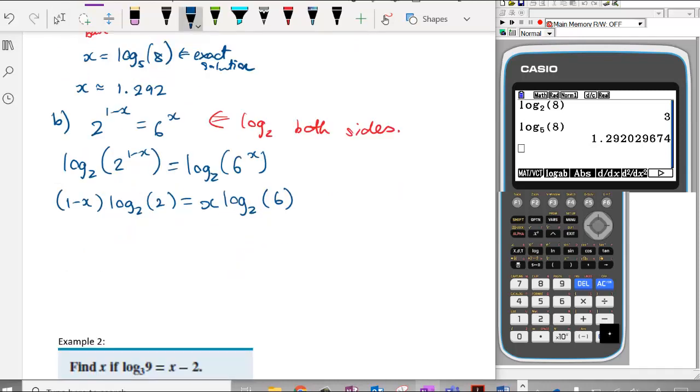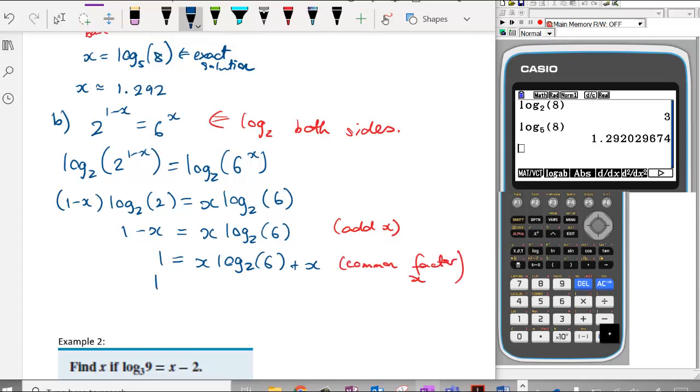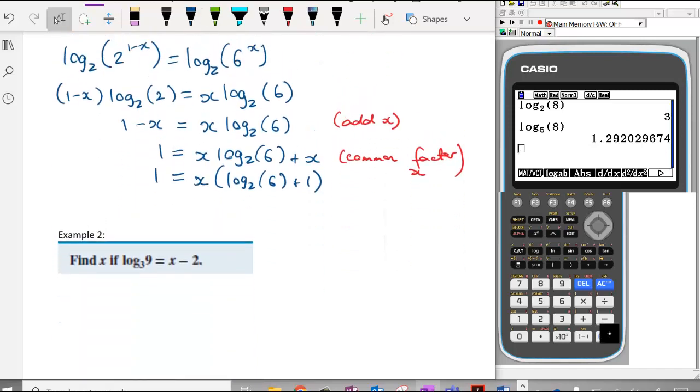Now, log base 2 of 2 is 1, so we've got 1 take x is equal to x log base 2 of 6. Now, we need to get all the x values together. So if we add x to both sides, then we get 1 is equal to x log base 2 of 6 plus x. Now we'll have to take out x as a common factor, and we have 1 is equal to x log base 2 of 6 plus 1. And then finally, x will be equal to 1 over, because we can divide by this whole bracket, log base 2 of 6 plus 1.